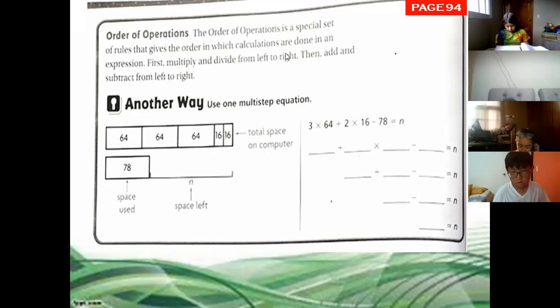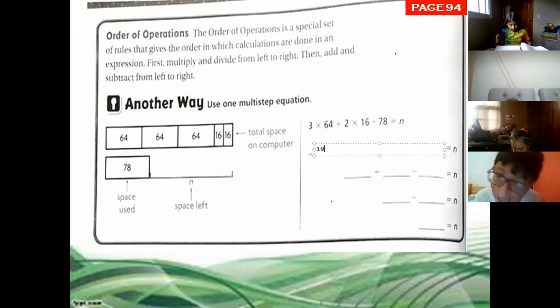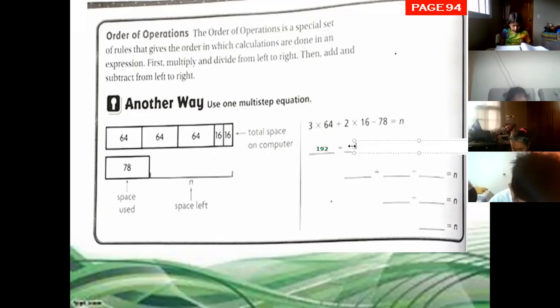So there we are going to write. What is the product of 3 times 64? It is 192. 192 plus 2.